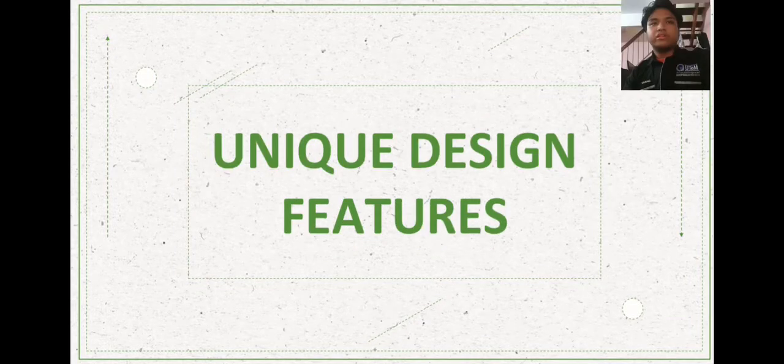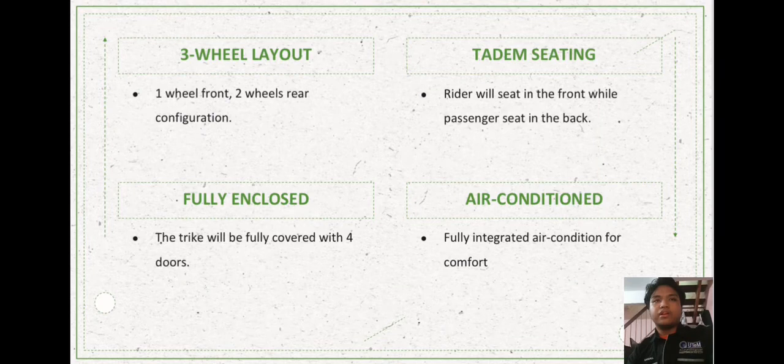Unique design features. Three-wheel layout. The trike is a three-wheeler vehicle with a one-wheel front, two-wheel rear configuration. Many motorcycle-based three-wheelers are referred to as trikes and have a single front wheel and mechanics that are comparable to those of a motorbike, and a rear axle that is like that of a car.